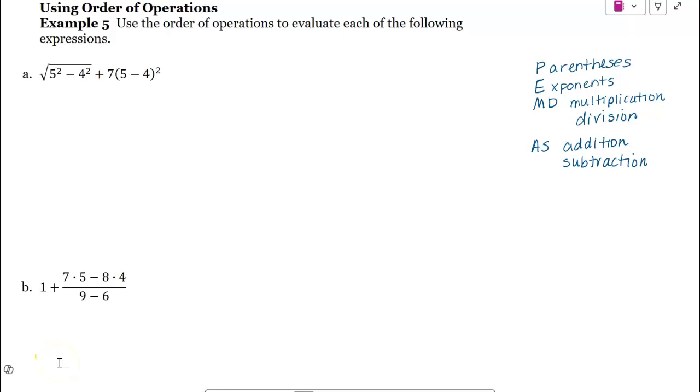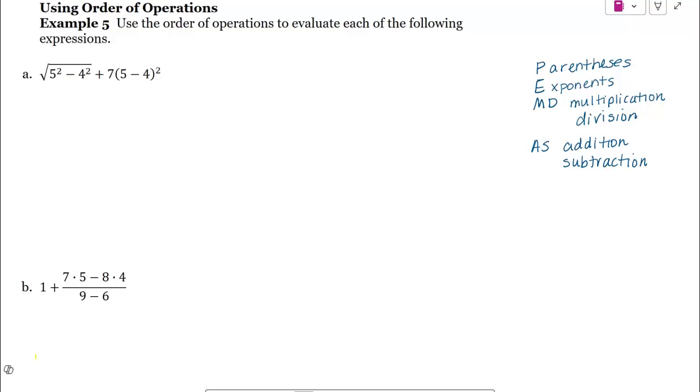Using order of operations. Use the order of operations to evaluate each of the following expressions. Over on the right-hand side here, I've written down the acronym that we use for order of operations, PEMDAS. This is the order that we will use when we're calculating a computation. And it's important that we all use this same process because that way we'll get the same answer. If we do things in different orders, we might get a different answer.